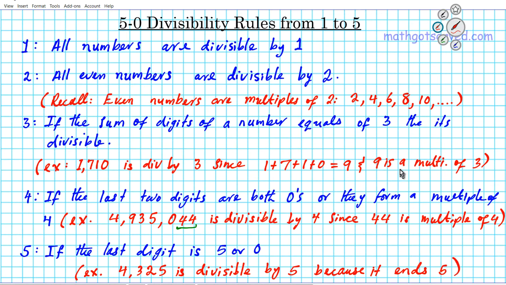All right, so here are all the rules. You can also access them at mathgotserved.com under arithmetic. All right, now let's go ahead and take a look at some examples.